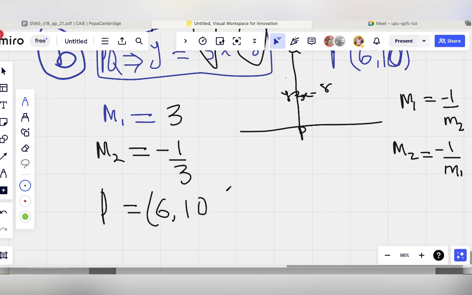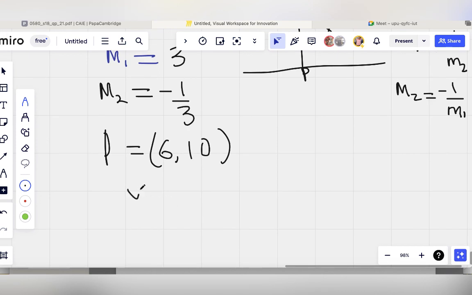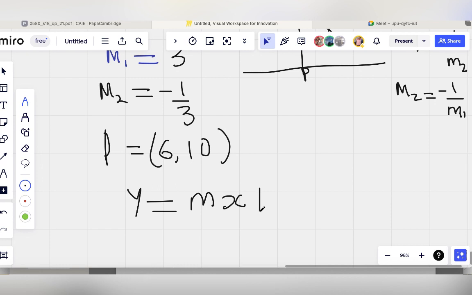What we need to do is first find the value of c using the equation y equals mx plus c. We substitute here to find our value of c where the second line touches the y-axis. In this case, the y value of this coordinate point is 10, so we substitute 10 in place of y. This equals the gradient, negative 1 all over 3 for the perpendicular line, multiplied by the value of x. When you have a coordinate point, the first value is x and the second value is y. So this is our x value, 6. We multiply by 6 and then add c.